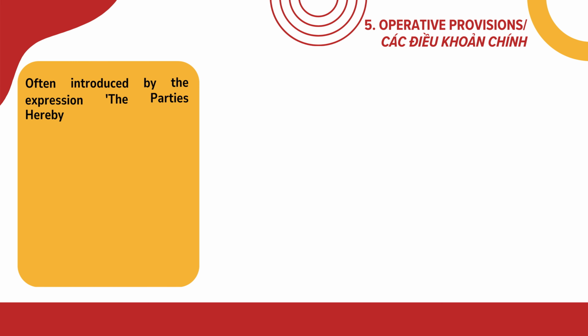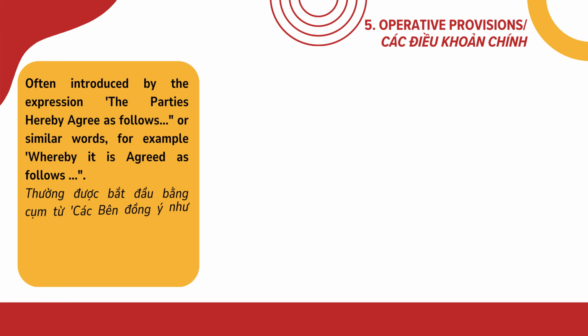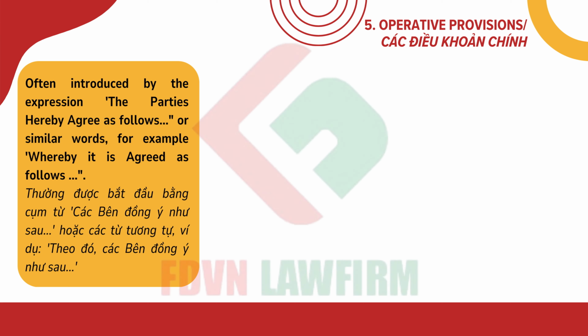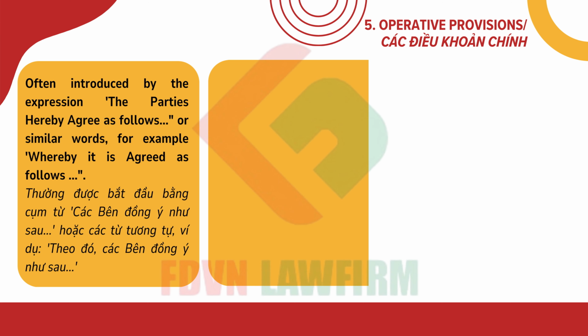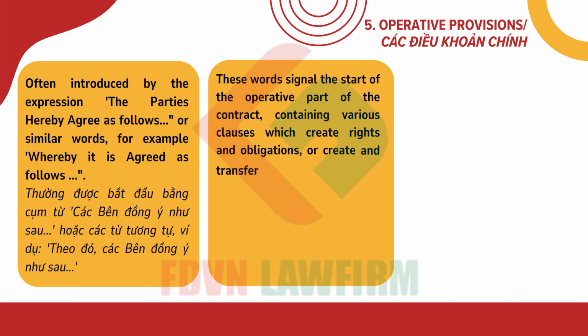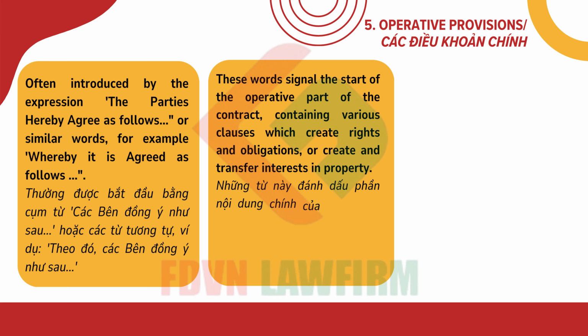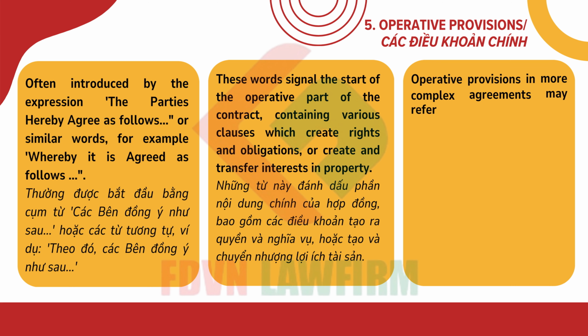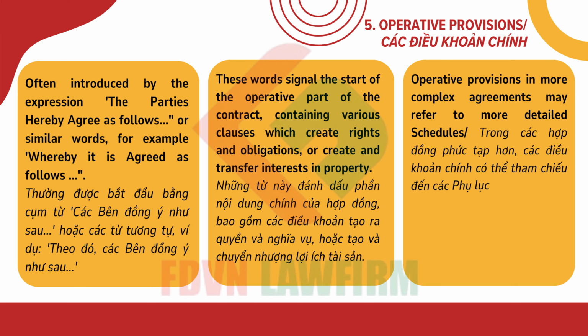5. Operative provisions, often introduced by the expression "the parties hereby agree as follows," or similar words, for example, "whereby it is agreed as follows." These words signal the start of the operative part of the contract, containing various clauses which create rights and obligations, or create and transfer interests in property. Operative provisions in more complex agreements may refer to more detail: Schedules.